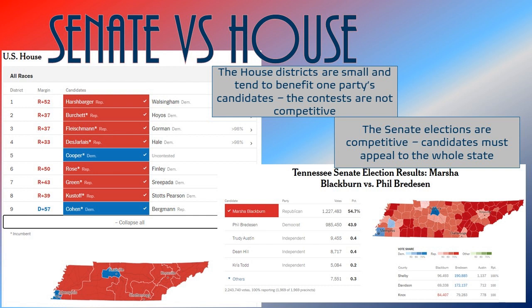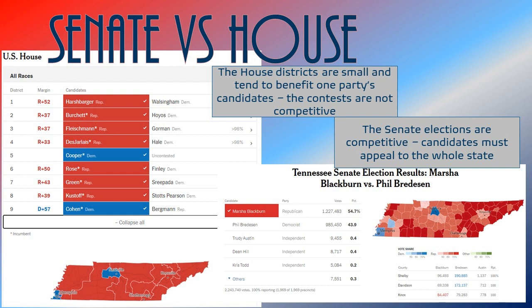And then in the other small districts, those Republican candidates destroyed their Democratic opponents. They were winning by 33% at the lowest. So these are huge, overwhelming victories for the Republicans in those 7 other districts. Over on the right, I can look at the Senate election. The most recent one we have results for is the 2018 race between Marsha Blackburn and Phil Bredesen. Now, in this case, Marsha Blackburn won with 54% of the vote to Phil Bredesen's 43. That's a much closer race than any of these House races.